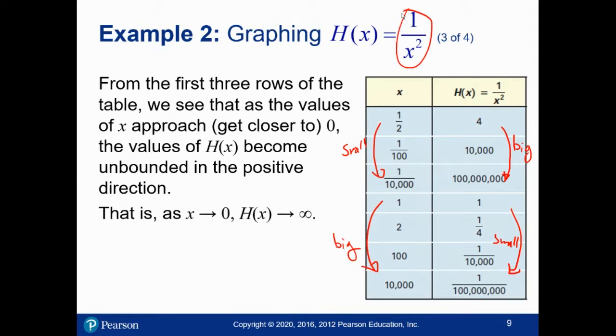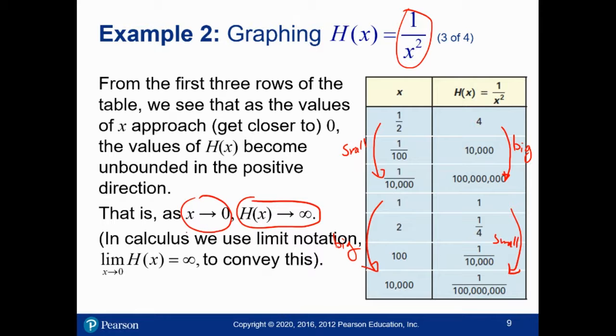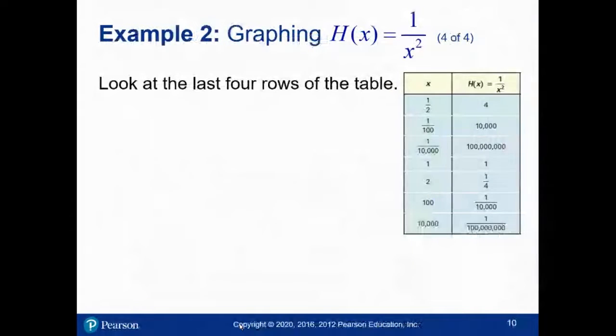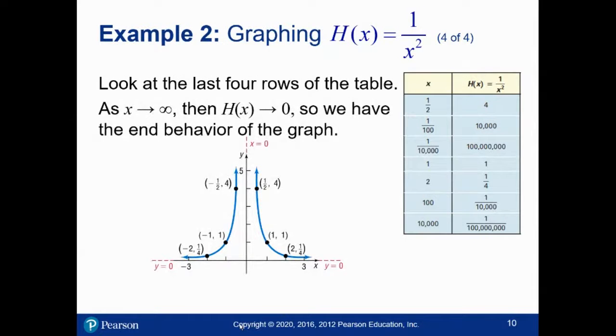Okay. So as x is getting smaller and smaller, closer and closer to 0, the output is just growing and becoming huge. As x gets tiny, 1 over x squared gets bigger and bigger. The calculus notation, which you don't have to worry about for now, just says the limit as x goes to 0 is infinite. As x is getting closer and closer to 0, the limit is infinite. Okay, and conversely, as x gets bigger and bigger, the output is getting smaller and smaller.